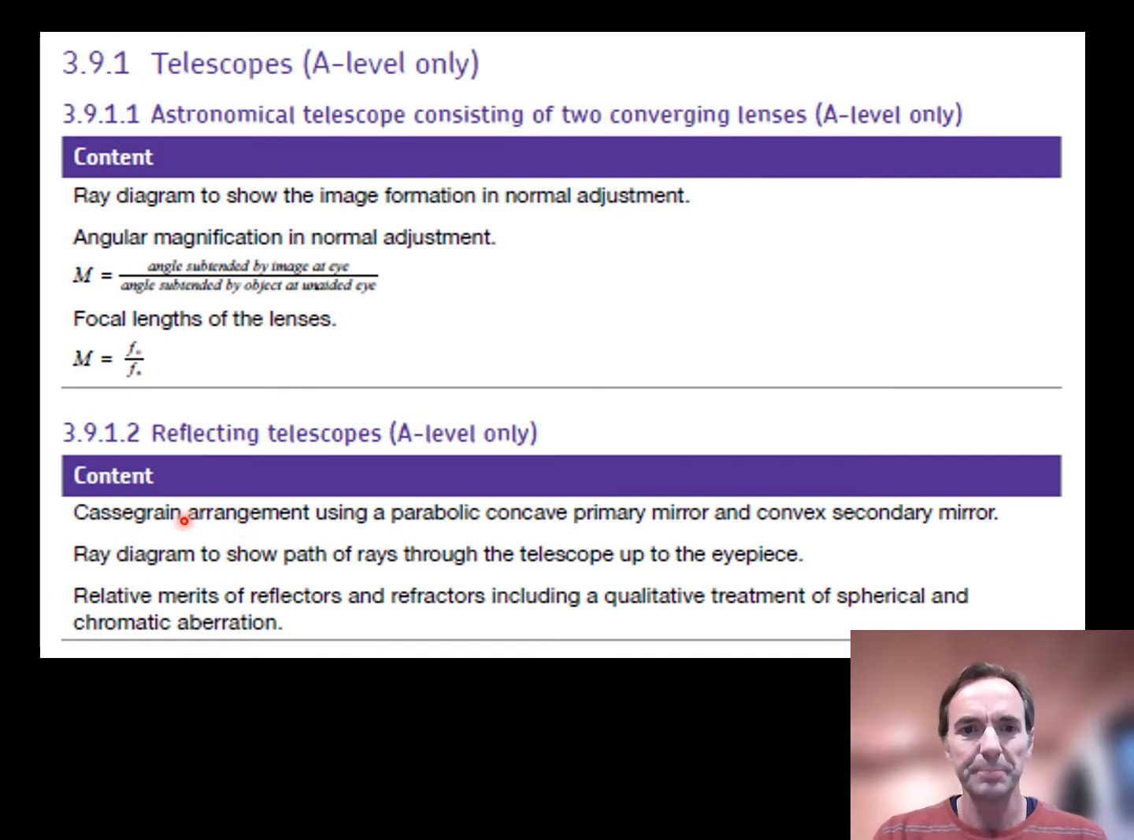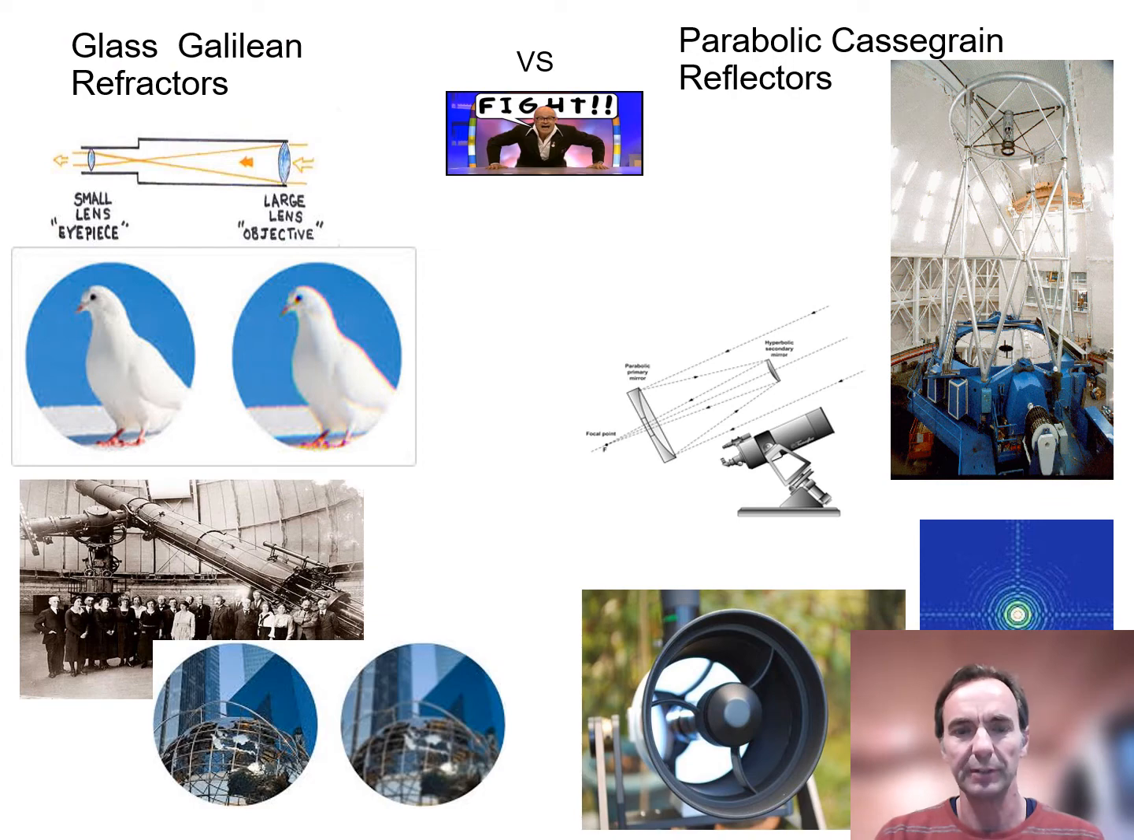Okay, so that's the first part here. That's the ray diagram showing the path of rays through the telescope to the eyepiece, and then the Cassegrain arrangement. So that's what we've done so far. Let's move on to the relative merits of reflectors. There's going to be a fight between refractors and reflectors. Who's going to win? I think we know who. I've already given you some hints, but you need to be able to articulate why one of these is better than the other. If we had the fight, the reflectors would win, but nevertheless they would give ground in some areas. Let's start on the refractor side.